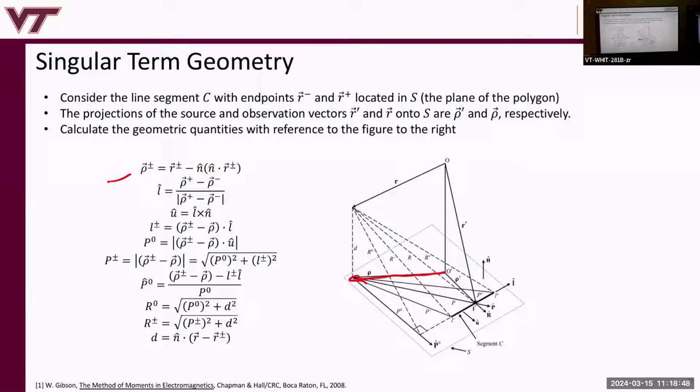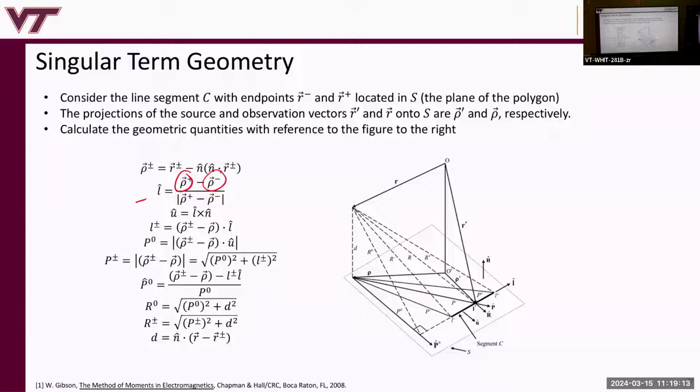What we're doing is we're subtracting off the normal component. So we're projecting it into the plane of the triangle, right? That's this vector and this vector. I don't know why I call it plus and minus yet. Maybe it's plus and minus triangles. All right? Okay, L hat is a unit vector in the direction of the line source, or the line segment, right? So that's nothing but rho plus minus rho minus.